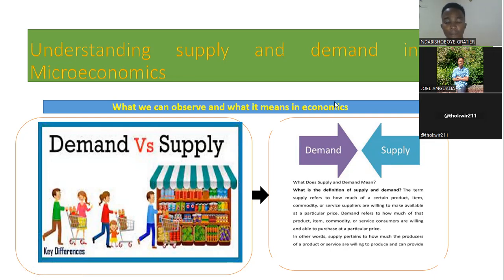Joel? Okay, yes, Thomas? The people pushing the trolley. Oh, yes, the people pushing the trolley, actually, they are demanding, they are buying some goods. As you can see, they have some in the basket. And where are they getting them from?